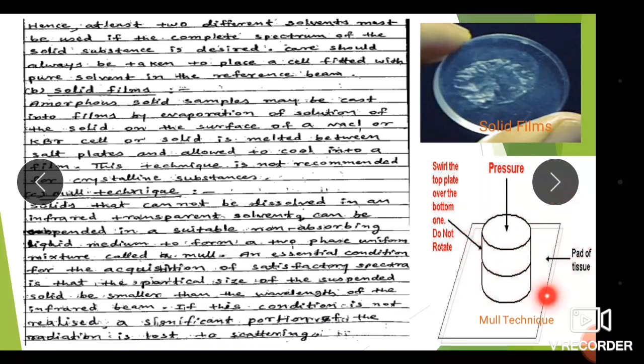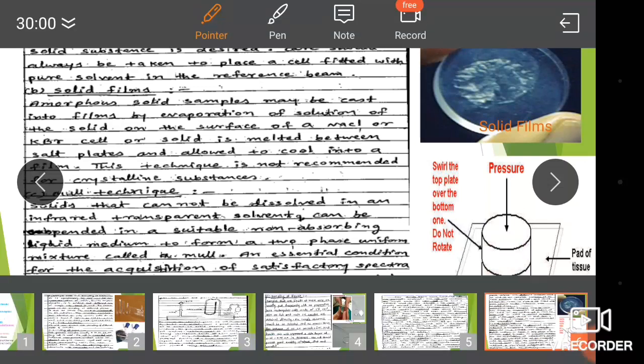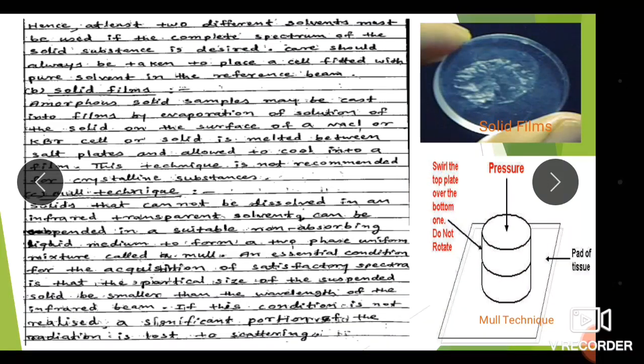Solids suspended in a suitable non-absorbing liquid medium form a two-phase uniform mixture called a mull. Such a two-phase mixture is known as a mull, and this technique is known as the mull technique. An essential condition for the acquisition of satisfactory spectra is that the particle size of the suspended solid be smaller than the wavelength of the infrared beam. That is the most important thing.